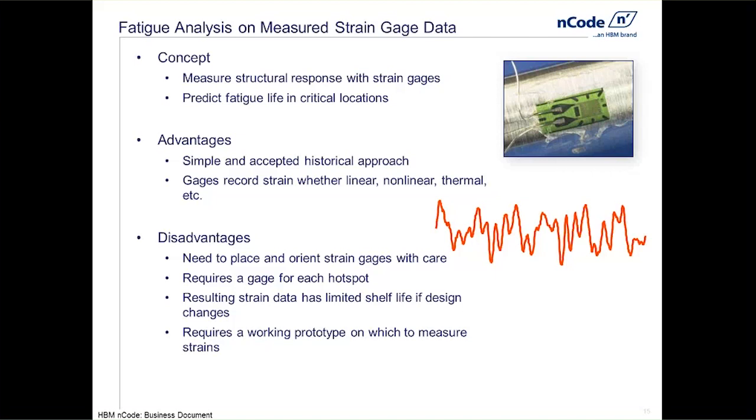By doing this on a physical prototype, our data will have a limited shelf life. If we change the design, the data that we have originally recorded doesn't really apply anymore. If you change the material, our strains are going to be different. If you change how you bolt the thing together, our strains are going to be different. If you change fillet radii, things are going to be different. So it has limited shelf life, and that is a downside to this.